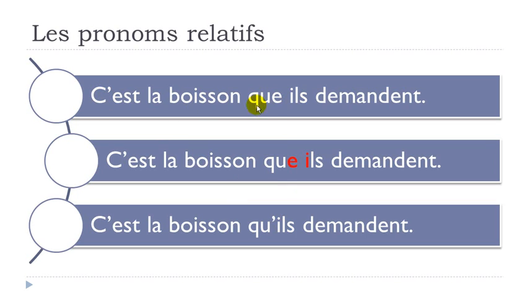So c'est la boisson que il demande. So normally if we respect the rule, we should put this que pronoun, okay? But then, as I showed, they don't really get along as usual, and so the e should disappear. So you get the final structure. C'est la boisson qu'il demande.